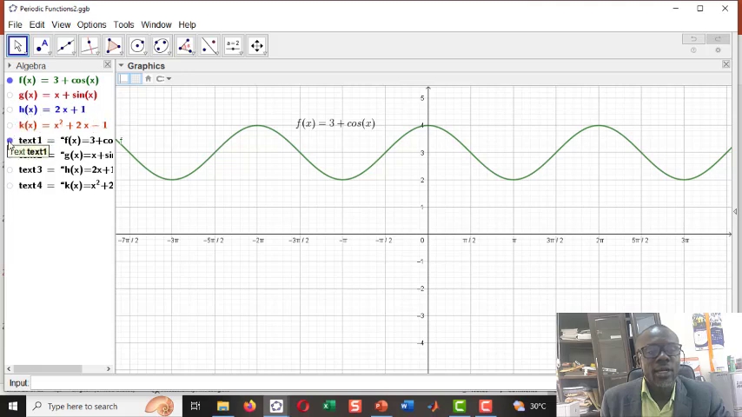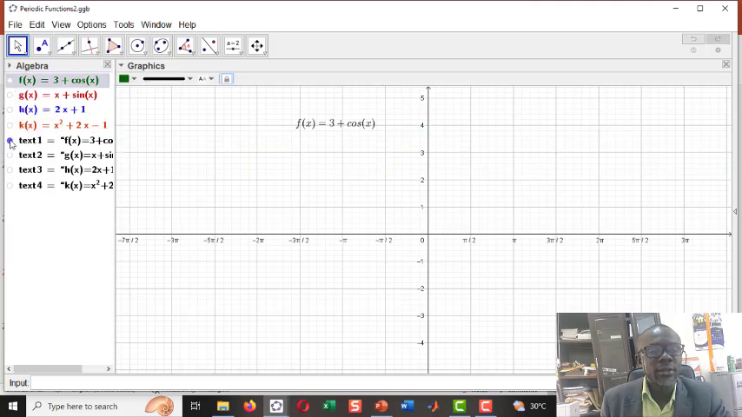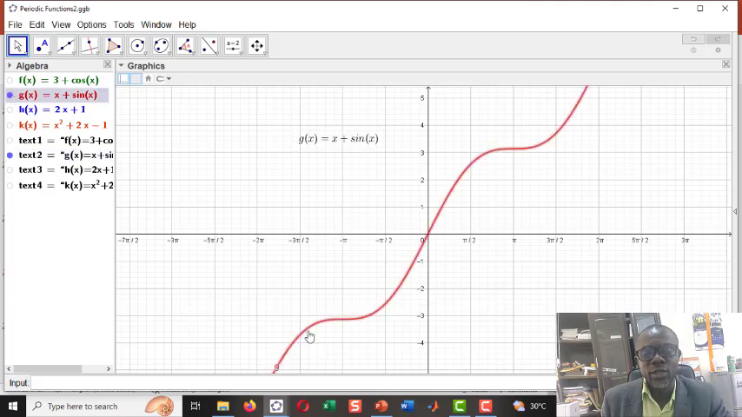But let's look for another function. Take away this and look for the function g of x equals x plus sine x. If you plot this curve, you realize that this curve keeps on going up as x changes. So this function never repeats itself. So we are saying that this function is not periodic, and this is a sum of a polynomial and a trigonometric function. The first one is a constant. Let's now look at another function.